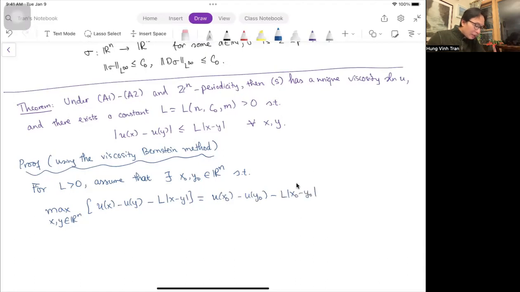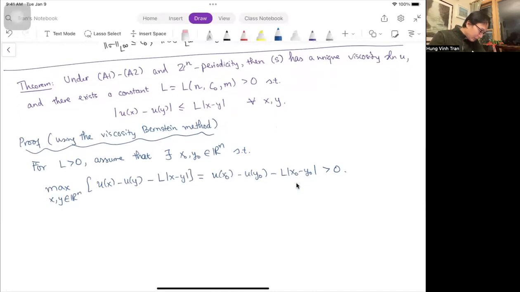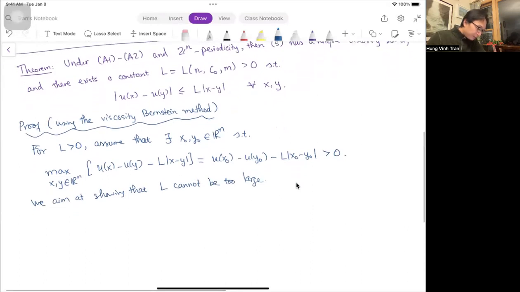Okay. If the maximum is less than or equal to 0, then we are done, right? So assume otherwise that this is greater than 0. And our goal is to show that L cannot be too large. Meaning that if we take L large enough, this is not going to happen, and hence it means that u is Lipschitz. That's the argument.